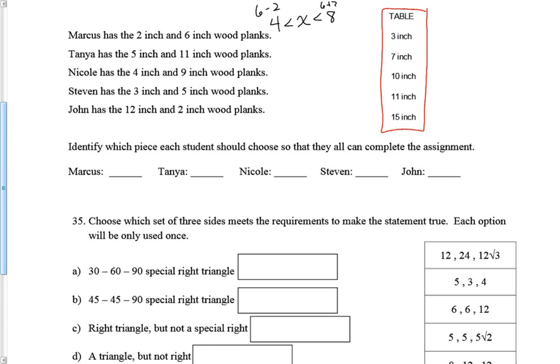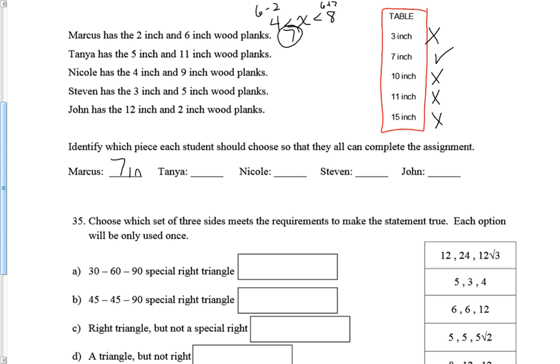So when I go to the table, bigger than 4, nope. Bigger than 4 and smaller than 8, yes. Not smaller than 8. So that tells me that Marcus has to have the 7-inch side, and I can fill that in down here.